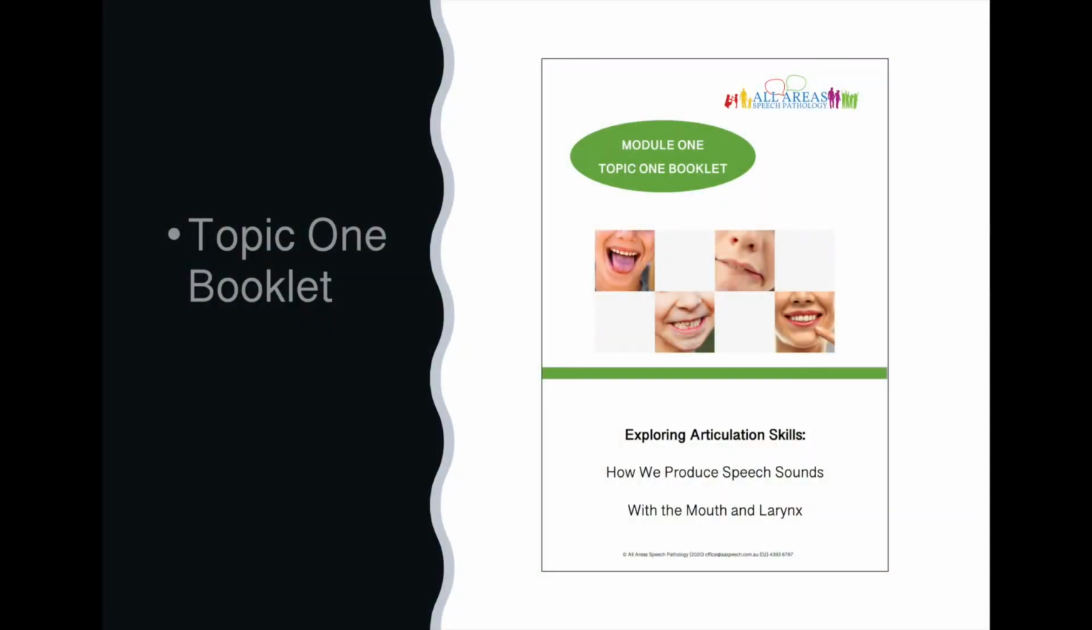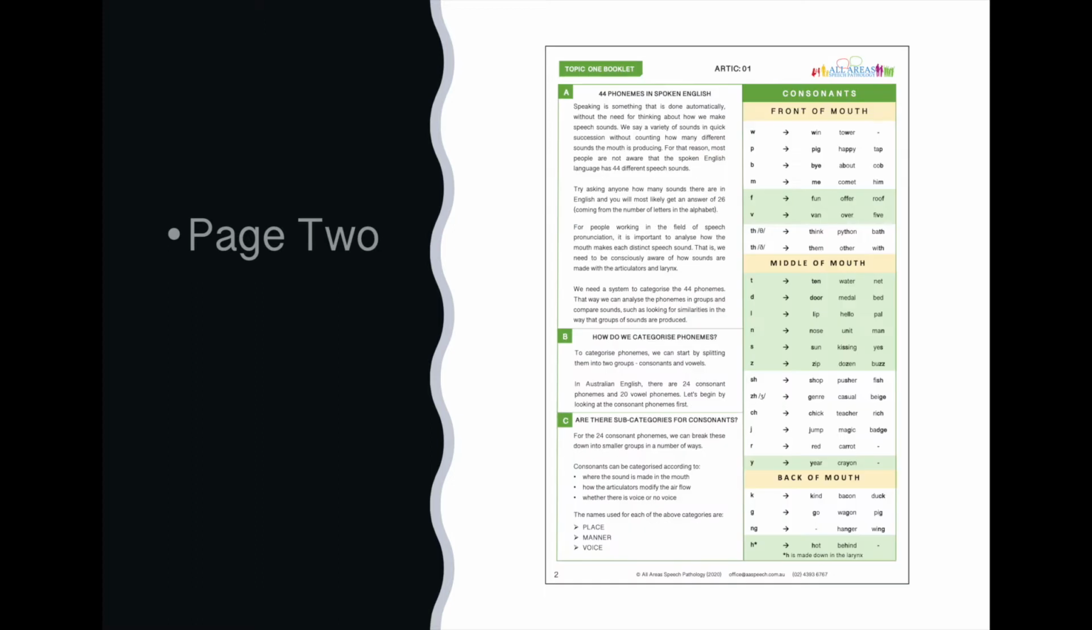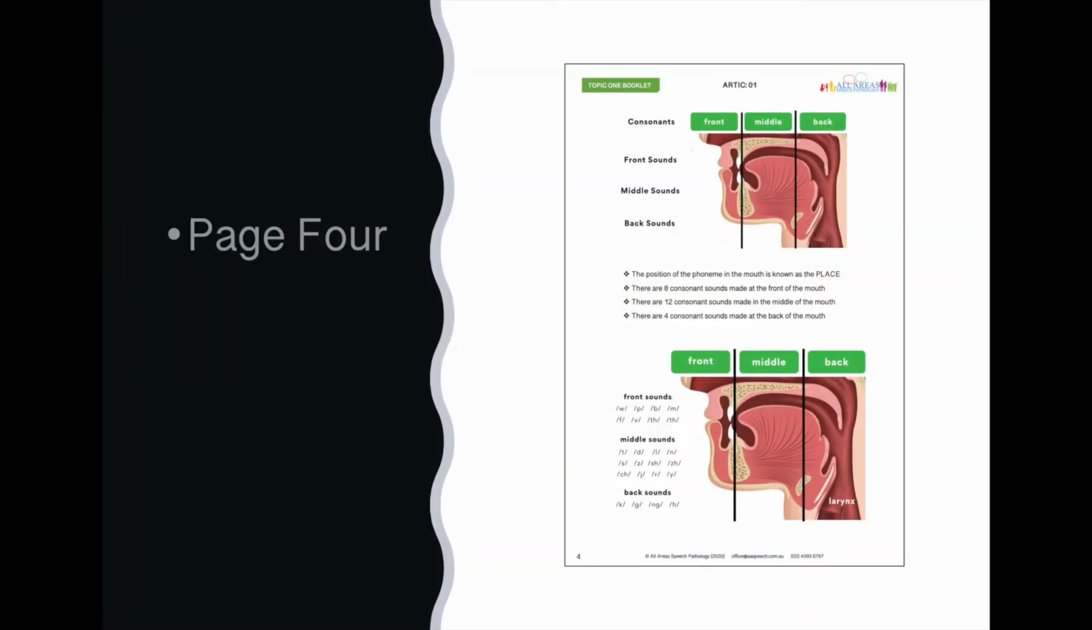So here's our topic 1 booklet. This is what we're going to be going through today in our tutorial. If I just skim through, we've got page 1, which is actually a copy of the topic 1 handout, so that we've got all the information in the one place. We've got page 2, where we're going to learn about characteristics of consonants. We've got page 3, where we're going to learn more about characteristics of consonants. It's a diagram that we'll go through to look at the position of sounds.